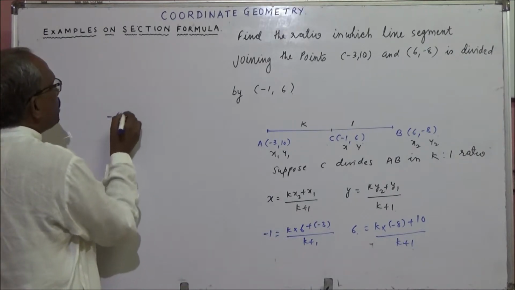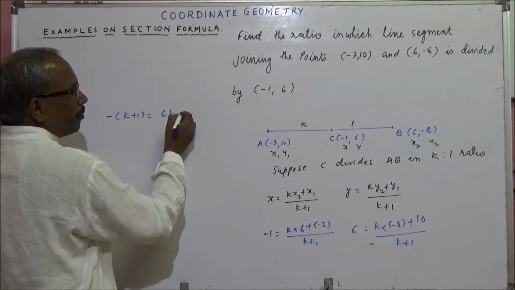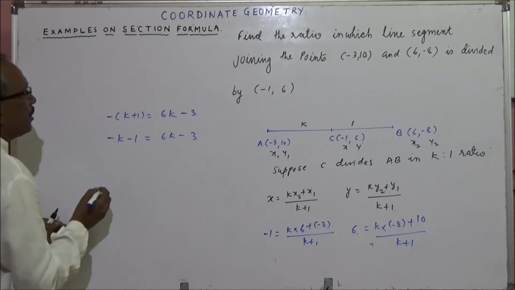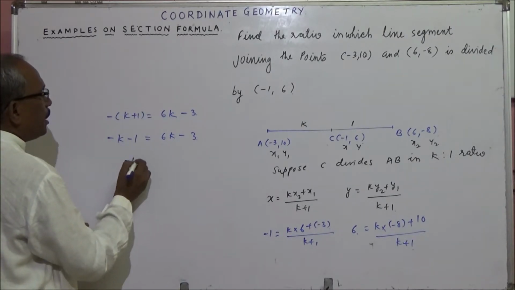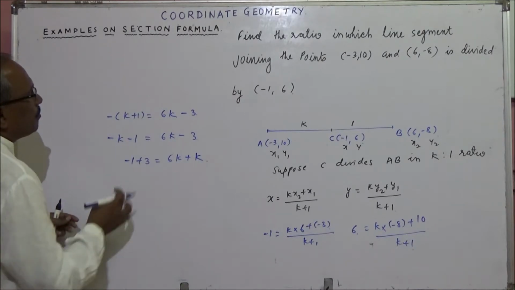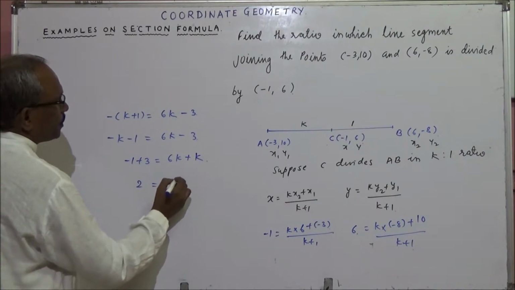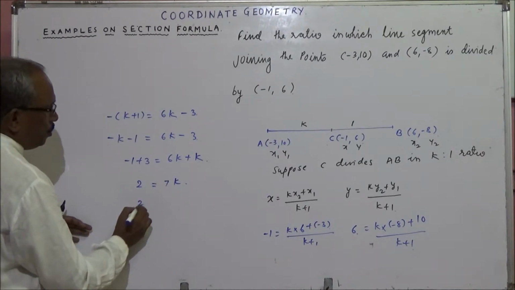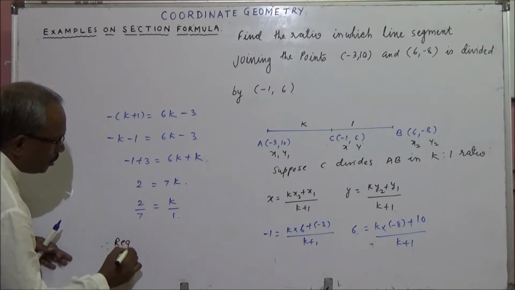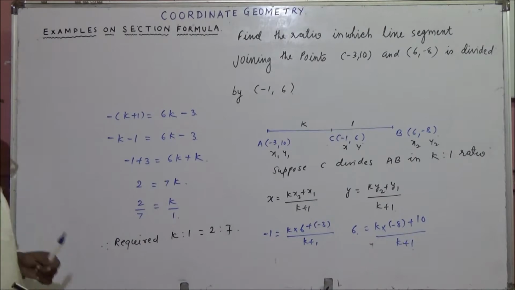So -1 into k plus 1 is equal to 6k minus 3. Minus k minus 1 is equal to 6k minus 3. So I'll write here -1 plus 3 is equal to 6k plus k. So it is 2 is equal to 7k. So 2 upon 7 is equal to k upon 1. So therefore the required ratio k is to 1 is equal to 2 is to 7.